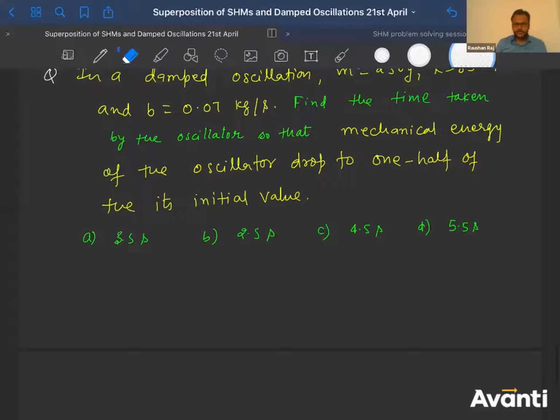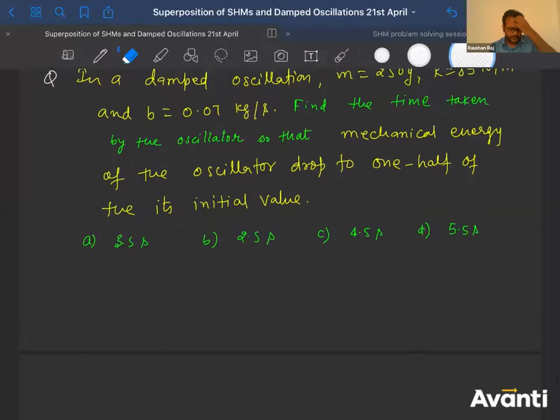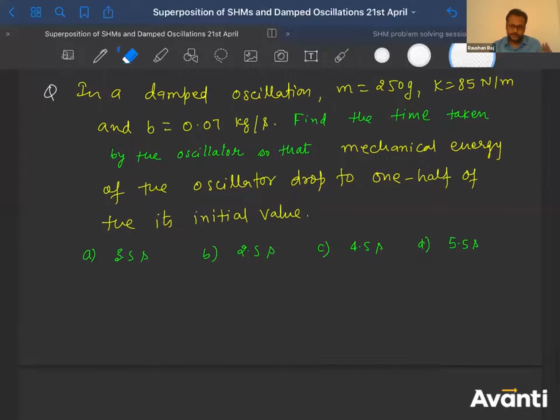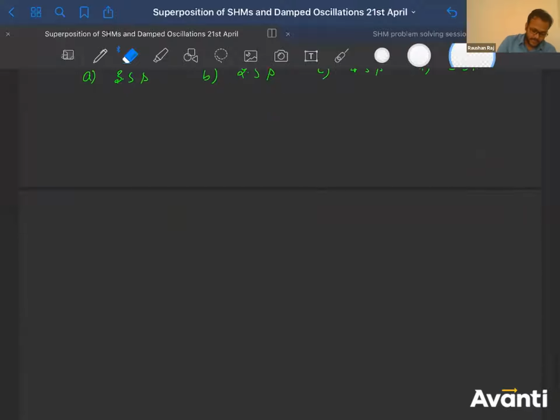Okay, it's not a very tough question as I have already taught you the concept. See what we have to do. In a damped oscillation, mass is given to you, K is given to you, small b is given to you. So you have to find the time taken by the oscillator so that the mechanical energy of the oscillator drops to 1/2 of the initial value. So what is the formula for mechanical energy?